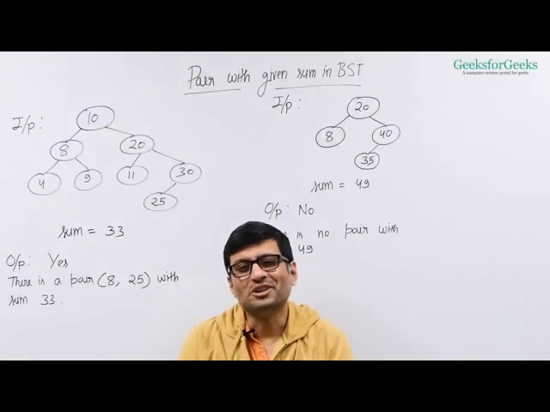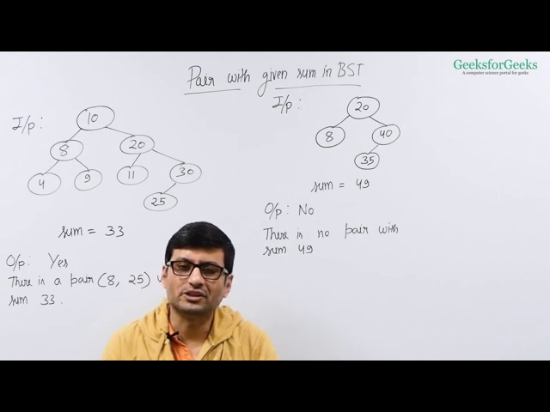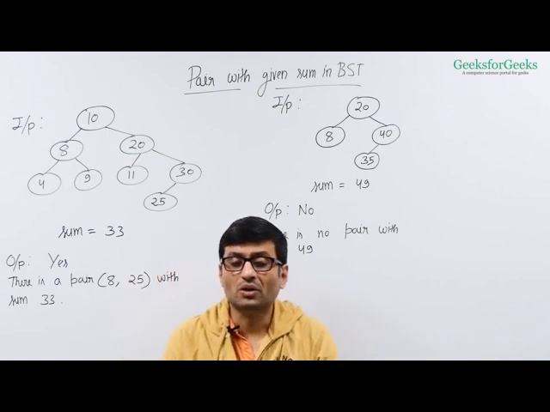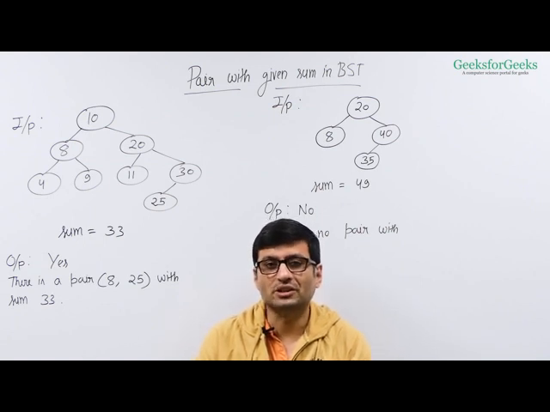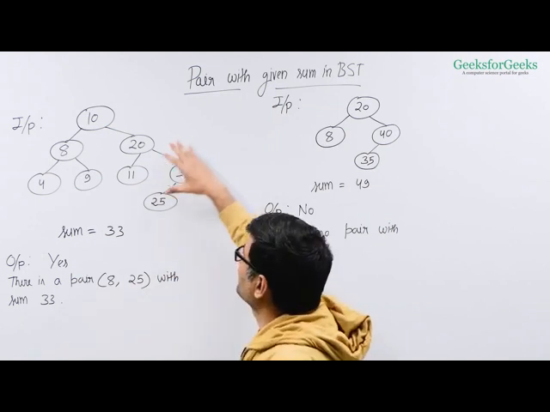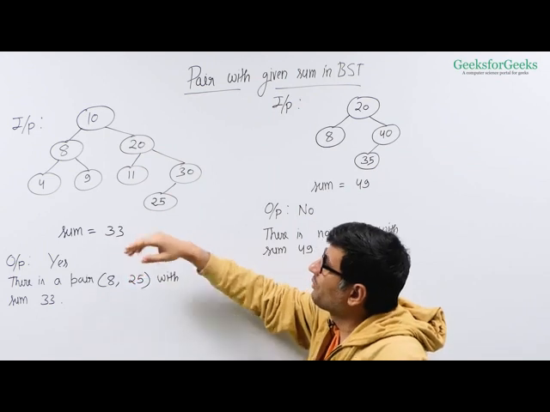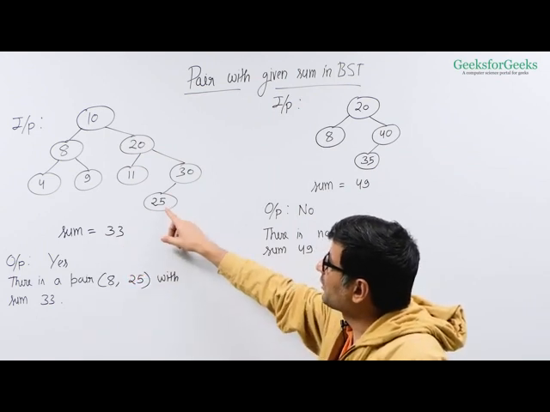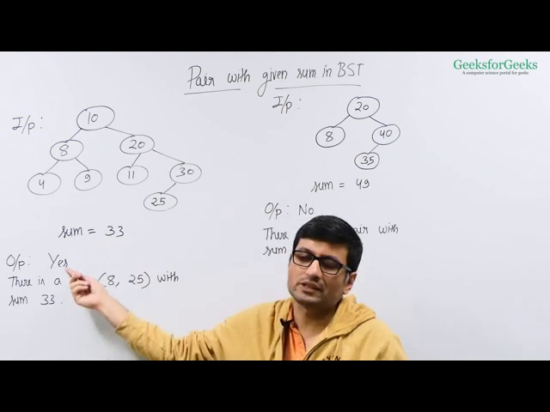Hi, in this video we are going to talk about this problem. We are given a binary search tree and a sum. We need to find out whether there is a pair in the binary search tree whose sum is equal to the given sum or not. Let's say we are given this binary search tree and we are given sum as 33. We have a pair in this binary search tree, 25 and 8, whose sum is 33. That is why our output is yes.